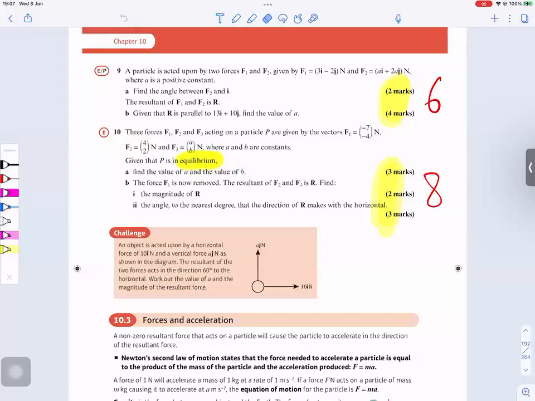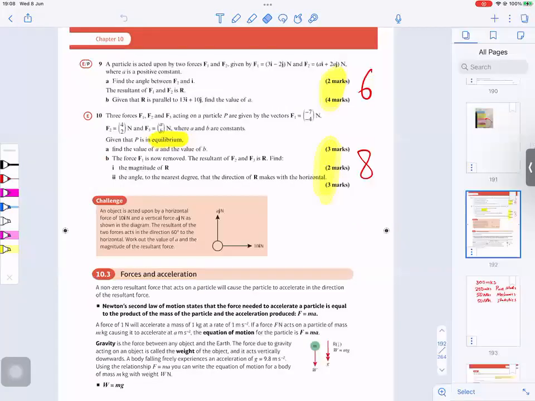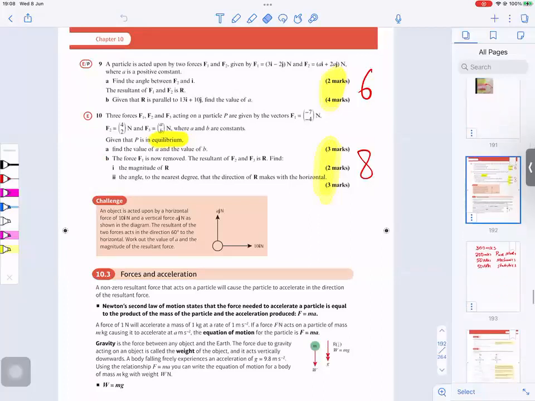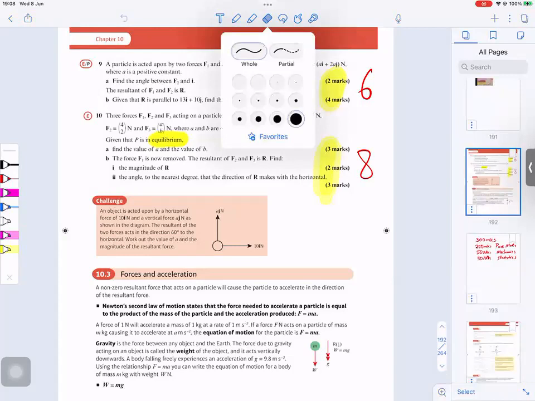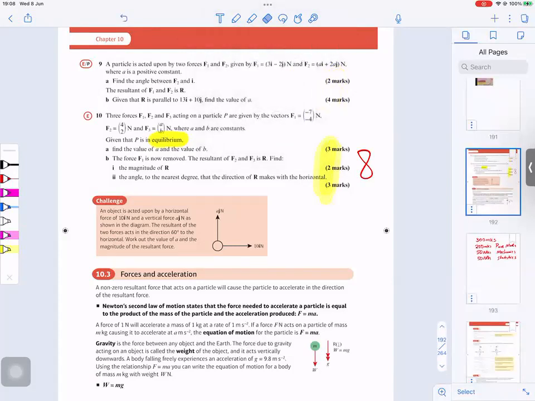Right, let's go for 9. 9 altogether is 6 marks. So it really needs to show some detail in the working out to get those 6 marks. Let's put that somewhere we can write some things down.